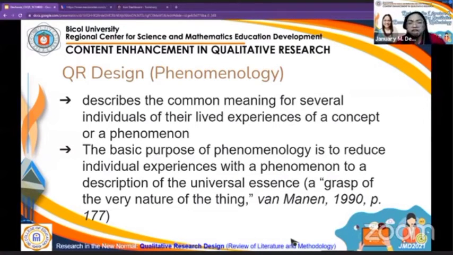For example, if you're going to do a phenomenological study of what is actually happening during the COVID-19 pandemic, just make sure that you will also be setting certain criteria, certain phenomenological stance as well. So your basic purpose as a phenomenological researcher is to reduce individual experiences with a phenomenon so that you will be able to identify or describe a universal essence of whatever an individual person is actually experiencing. That is the basic purpose of phenomenology as mentioned by Van Manen.